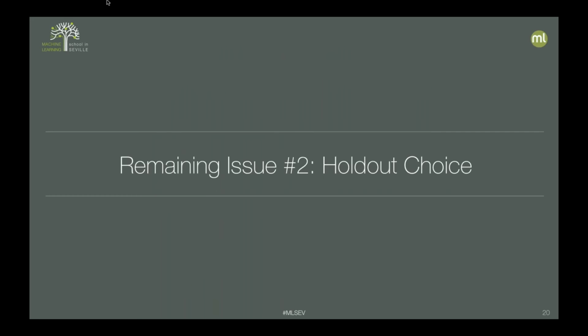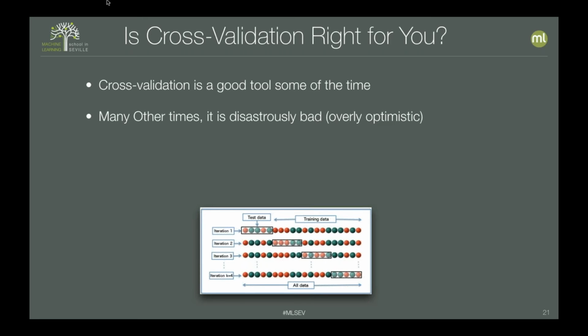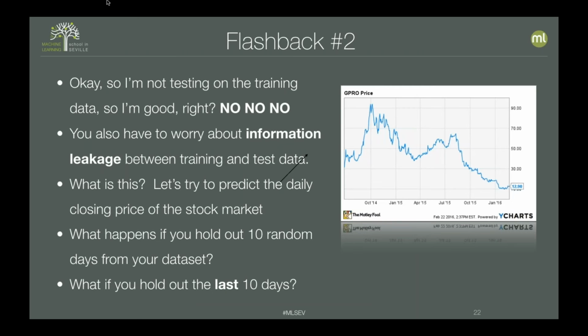So that's a little guideline to choosing your metric, and now you have to choose a holdout. So should you use cross-validation? Cross-validation is a good tool some of the time. Many other times it's disastrously bad when you have information leakage. BigML in their AutoML suite offers the option to pick a specific holdout set, and should you use it? Again, this sounds awfully familiar. This sounds like what we were talking about earlier when you hold out data where there might be information leakage.